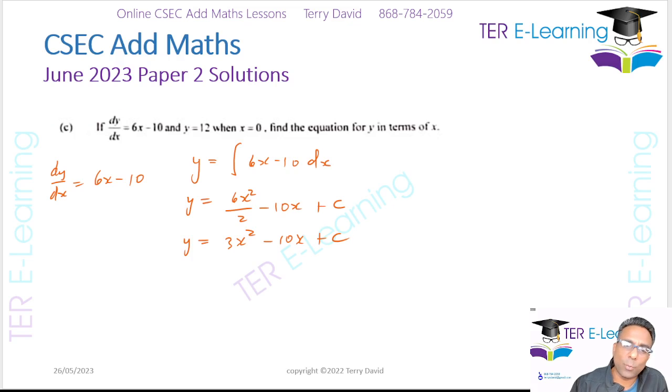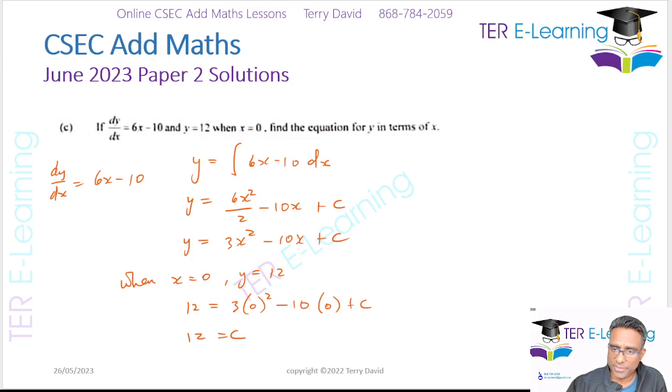Now the thing is, they said when x is equal to 0, y is equal to 12. So therefore you're going to substitute that into your equation you just got there. So 12 is equal to 3 multiplied by 0 squared minus 10 multiplied by 0 plus c. So therefore 12 is equal to c. So therefore the equation is going to be y is equal to 3x squared minus 10x plus 12, right? That's your equation. So that takes care of question 5.